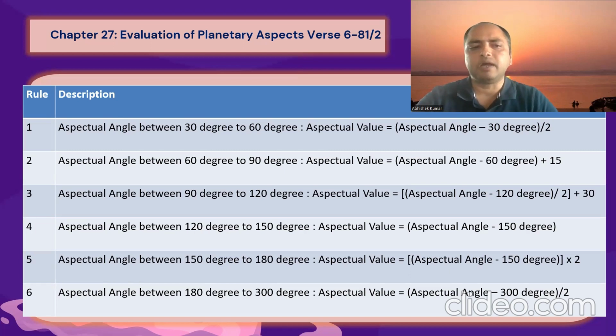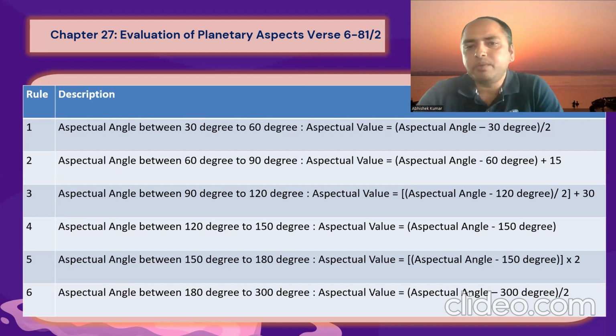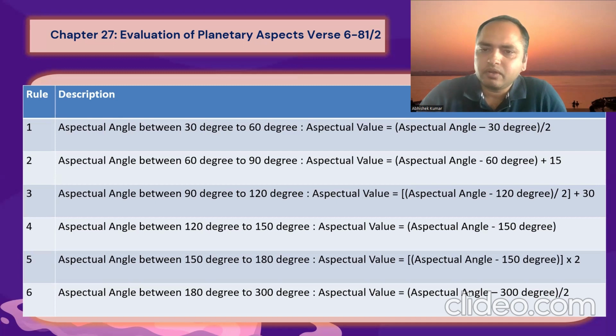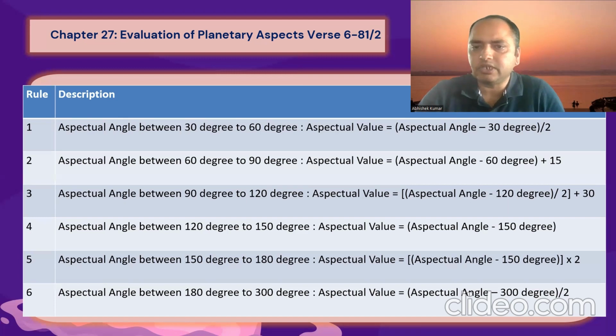So in this case, you are able to find the aspectual value through this formula, through this rule. Next possibility Maharshi is coming up with, if the aspectual angle is between 60 degrees to 90 degrees, then reduce 60 from the aspectual angle and add 15. That will give you the aspectual value. Once you get the value, you have a number, then you can understand the intensity of the aspect. That is the whole purpose of the Mahaguru.